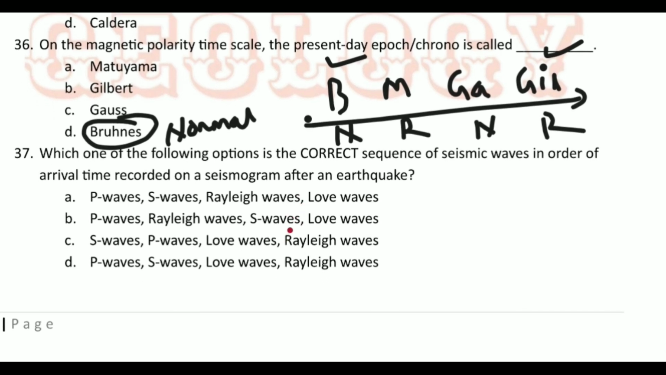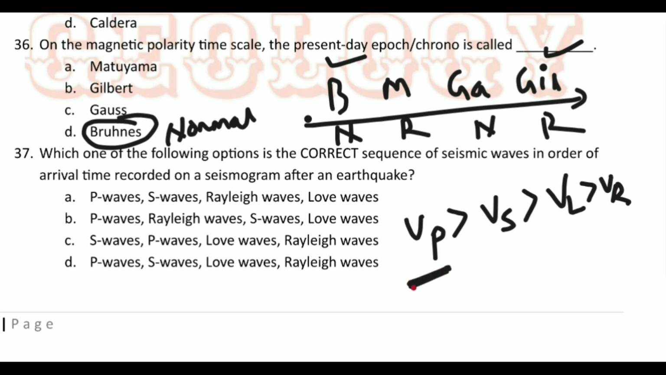Which of the following options is correct? Sequence of seismic waves in order of arrival time recorded on a seismograph after an earthquake. This depends upon the velocity of seismic waves. The velocity of P wave is always greater than the velocity of S wave, greater than the velocity of L wave, greater than the velocity of R wave. So P wave is the fastest wave, R wave is the slowest among all seismic waves. The fastest wave will be recorded first. So P wave, S wave, L wave, then R wave. So option D.